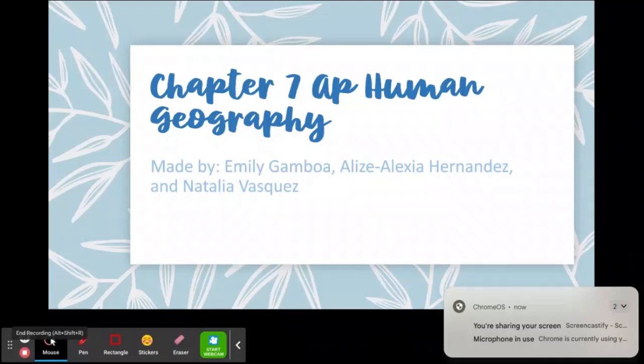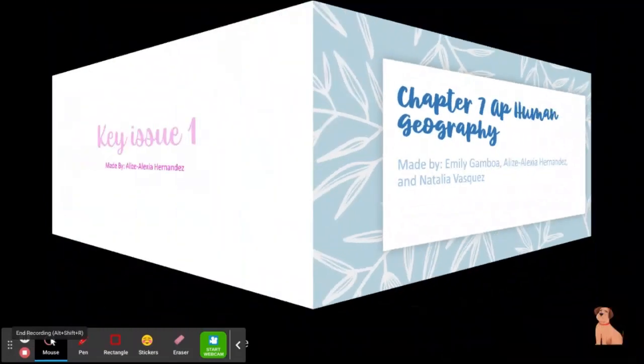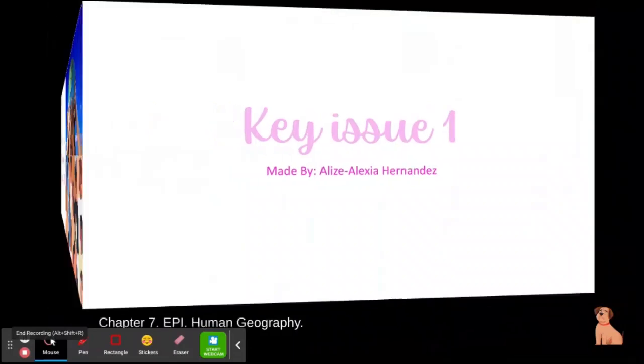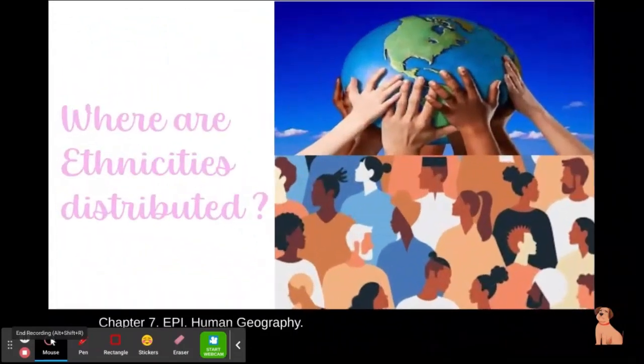Chapter 7, AP Human Geography, Kyushu 1. Our main focus is to identify where ethnicities are distributed.